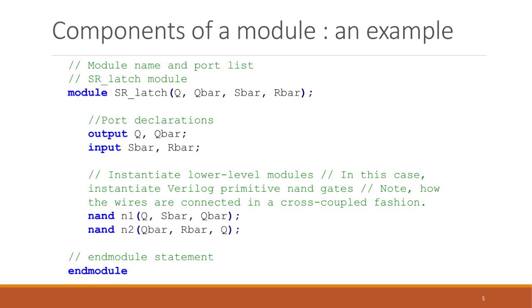Anyway, here according to our design, for the output of the first NAND gate, we connect Q. And the S bar and R bar signals are connected as inputs to it. For the output of the second NAND gate, that is N2, we connect Q bar. R bar and Q are connected as inputs to this second NAND gate, N2.